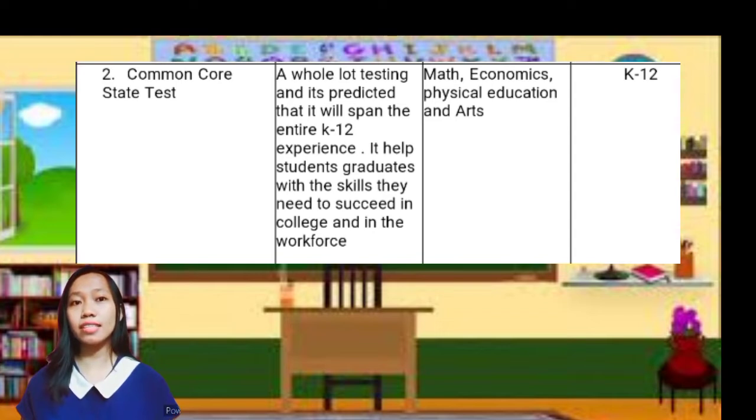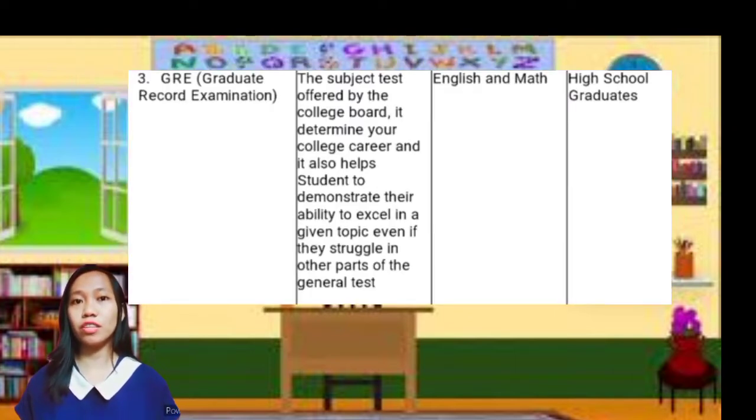Second is the Common Core State Test, and its purpose is to help students graduate with the skills they need to succeed in college, while the subject areas tested are math, economics, physical education, and arts, and the level is K-12. The third one is the GRE, or Graduate Record Examination. Its purpose is to determine the college career of the student, and the subject areas tested are English and math of high school graduates.